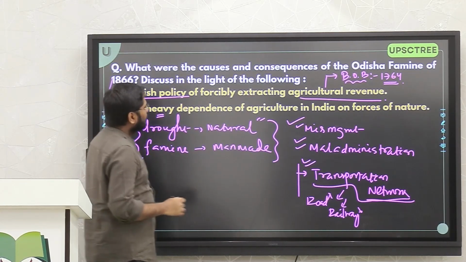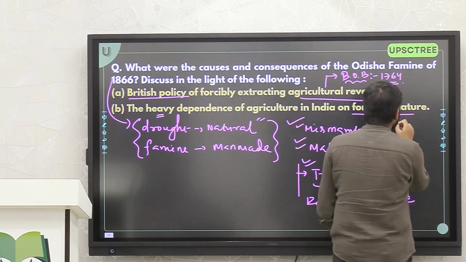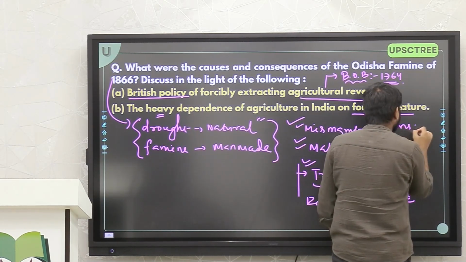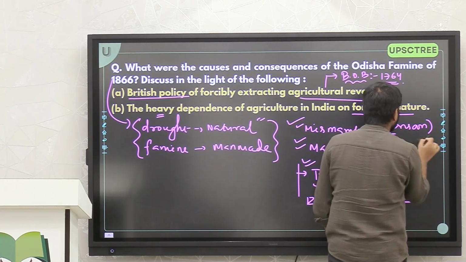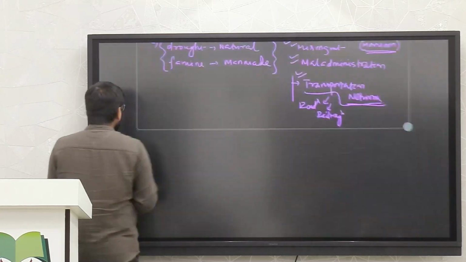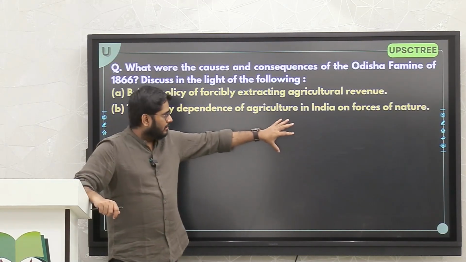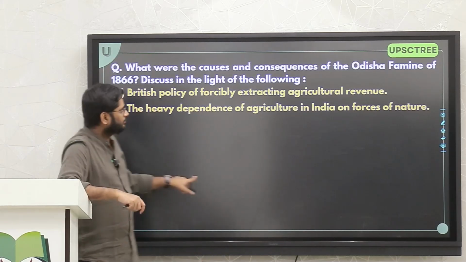Heavy dependence of agriculture in India on forces of nature. Forces of nature means nothing but our heavy dependence on the monsoon and the unpredictability of the monsoon. ये आपको लिखना है, ठीक है. So you are writing history but with a little bit of geographical basis देके लिखना है आप.